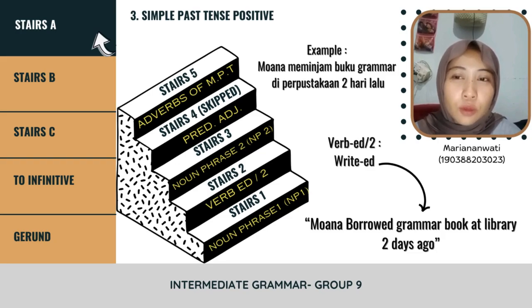So the sentence of simple past tense positive is Moana borrow grammar book at library. Moana is noun plus one. Borrow is verb ed or verb two. Grammar book is noun plus two. At library is adverb of place. 2 days ago is adverbs of times.